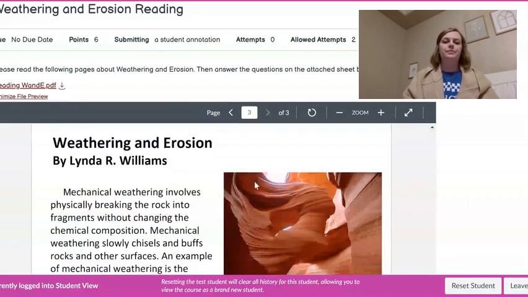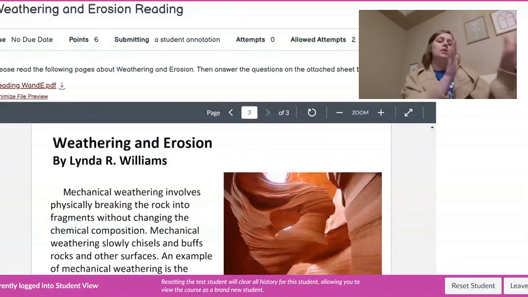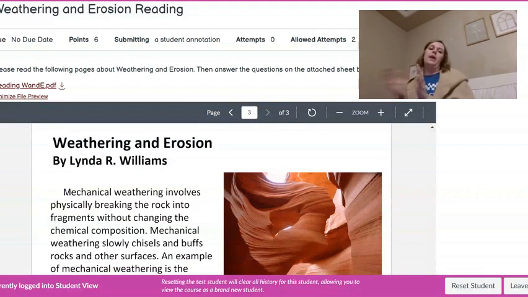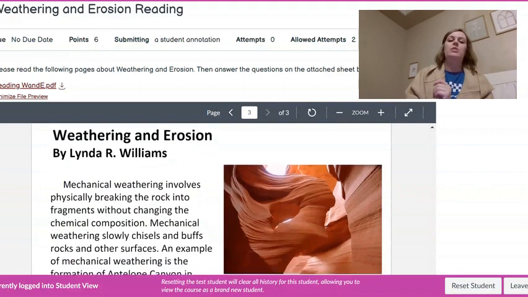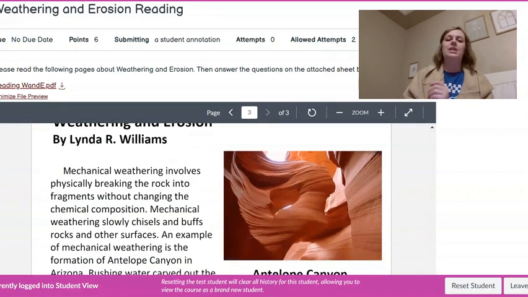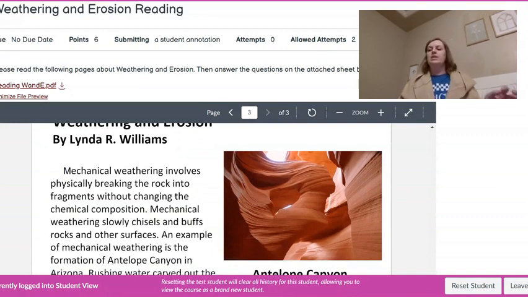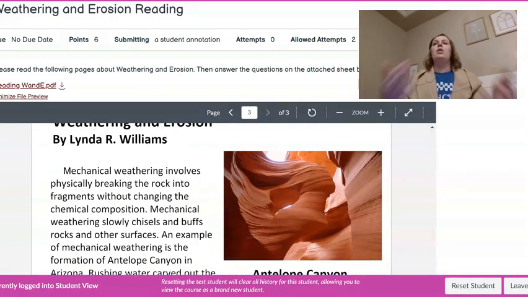Okay, last page. Mechanical. So we talked all about chemical. Now we're talking about mechanical. Mechanical weathering involves physically breaking the rock into fragments without changing the chemical composition. So if I were to take a piece of paper and rip it in half, I would still have paper. I haven't changed the substance at all. So that's what mechanical weathering is.